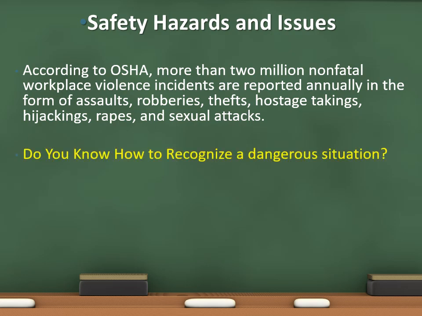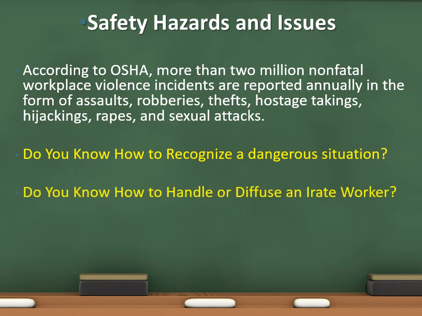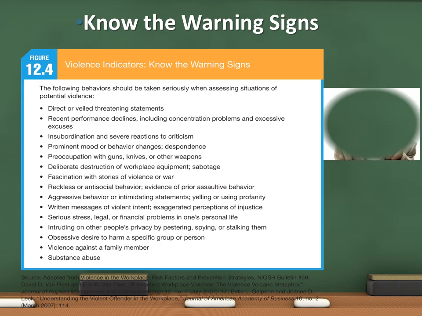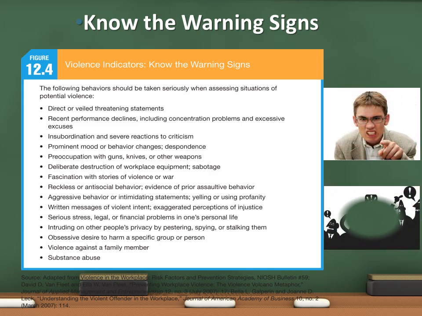Do you know how to recognize a dangerous situation? Do you know how to handle or defuse an irate worker? Something you should be aware of and have some kind of procedures in place for. Know the warning signs. I'm going to leave this list here, but you can see some of them are insubordination, severe reaction to criticism, substance abuse, violence against a family member or fellow worker, and the list goes on. I'll give you a moment to study this. Again, you may pause this to read these all in depth.